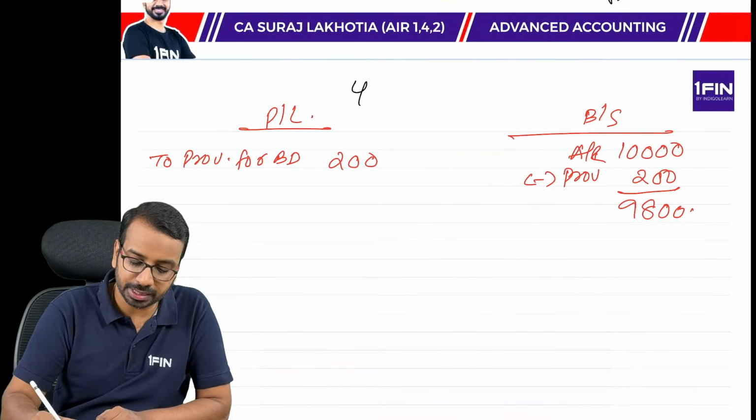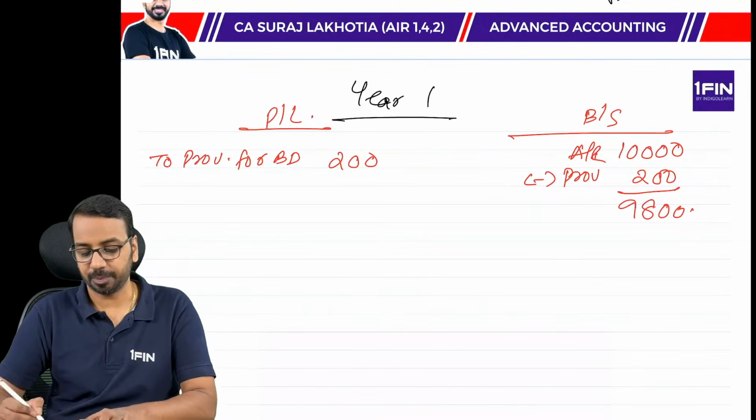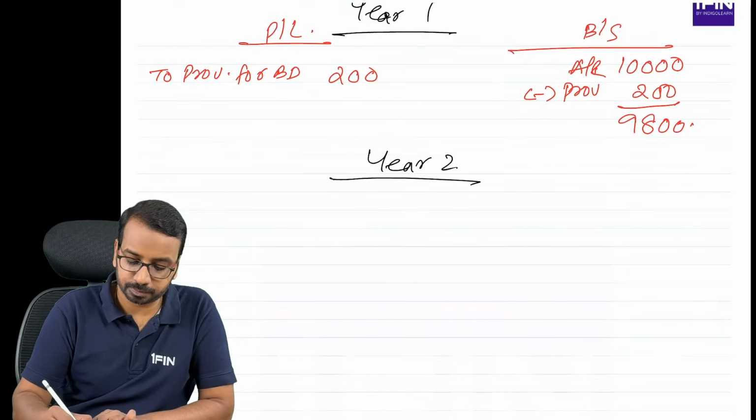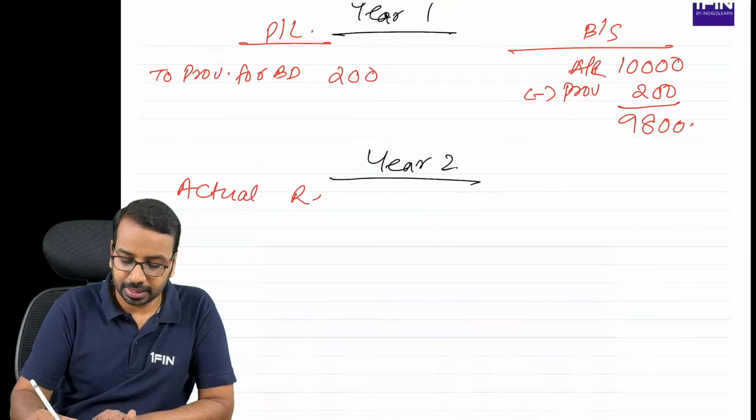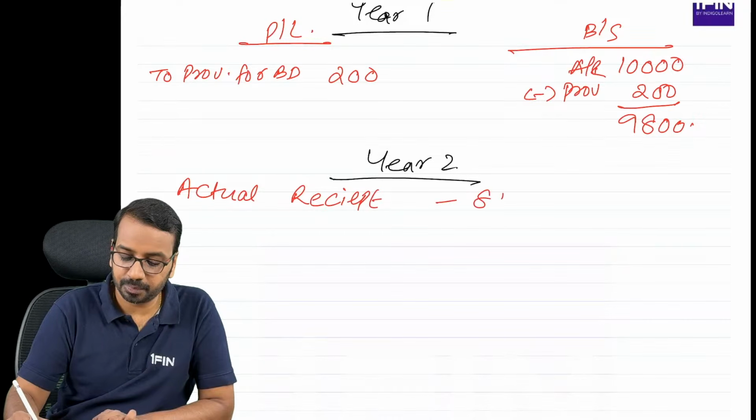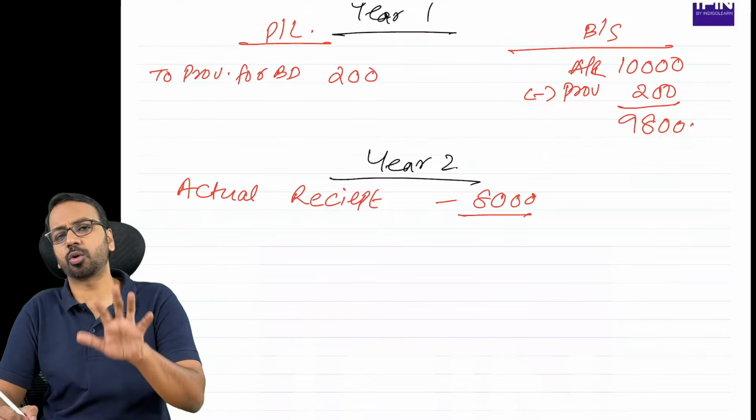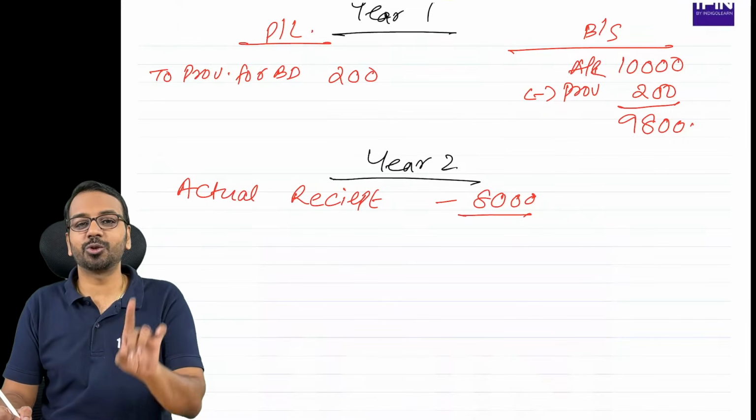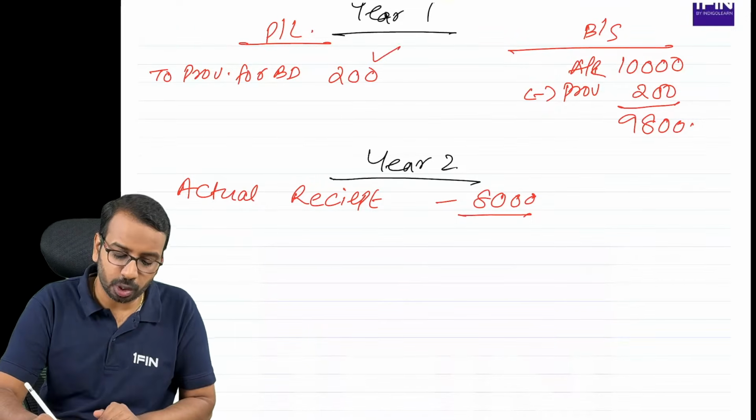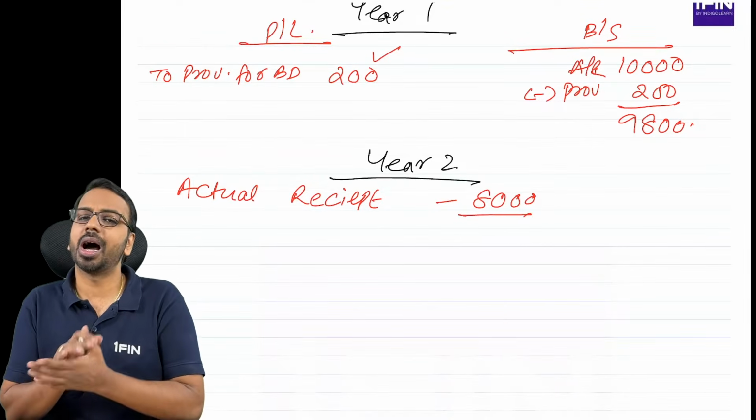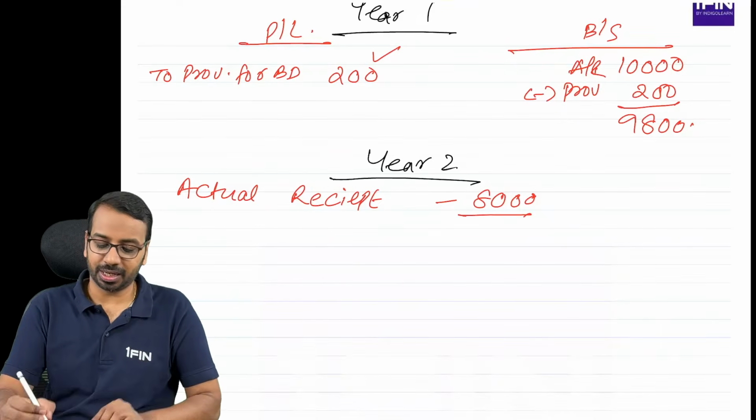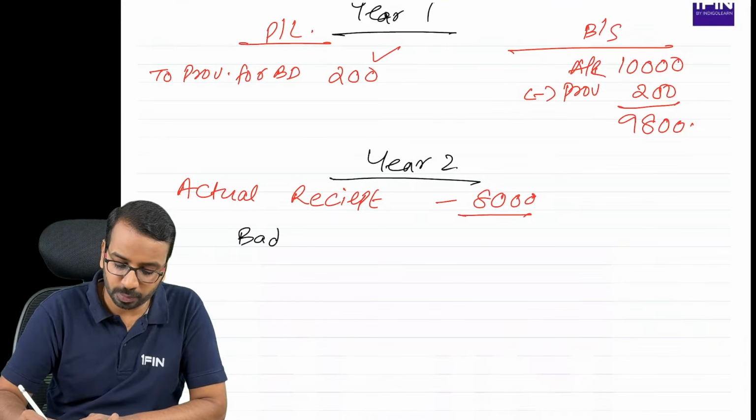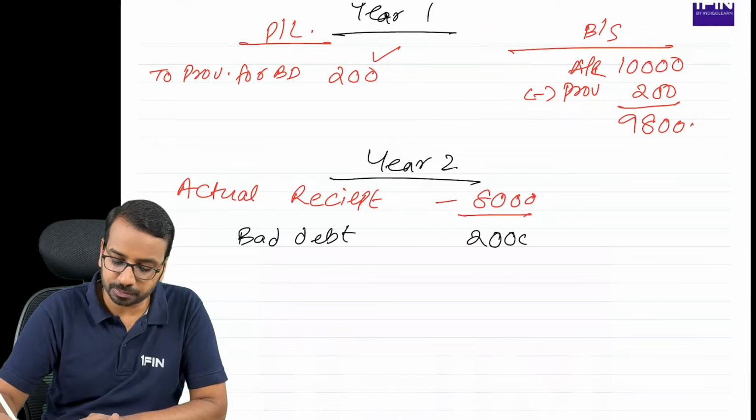Okay. Assume for a moment this happened in year 1. In year 2, that guy actually paid us only 8,000. Actual receipt is only 8,000. So what is our total bad debt expense? Total bad debt expense is 2,000. But out of this 2,000, I have already created 200 of expense in the previous year. Which means, how much expense should I recognize in the current year? I have to recognize 2,000 minus 200. So if we actually receive 8,000, how much is my bad debt? My bad debt is 2,000.